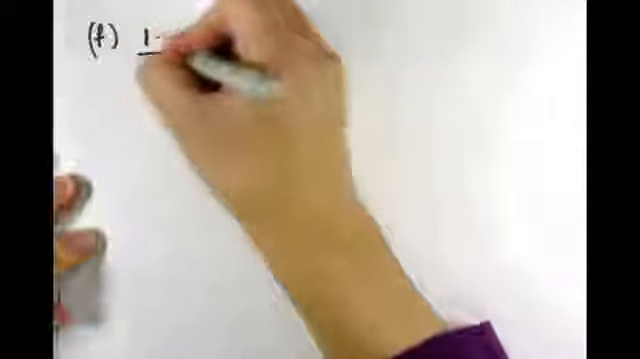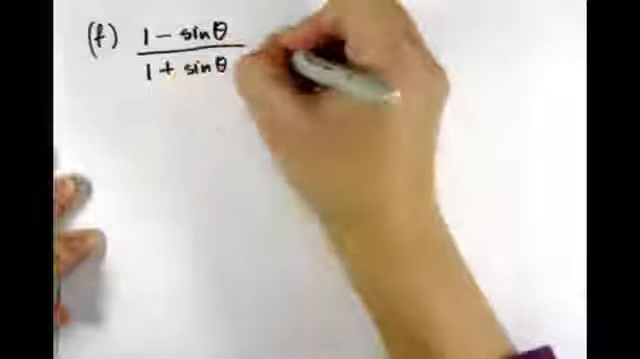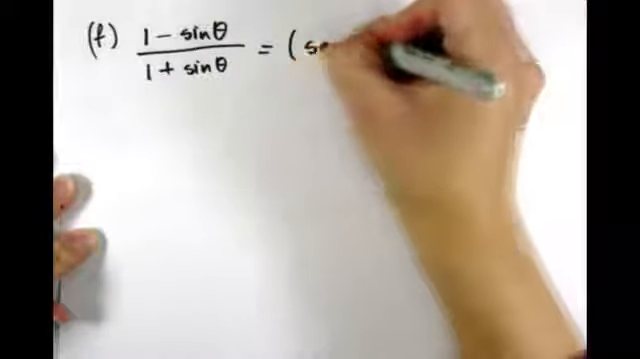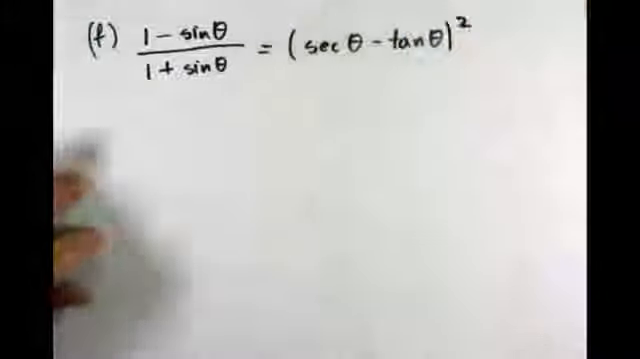Couple more examples. F. We would like to show that 1 minus sine theta over 1 plus sine theta is equal to secant theta minus tangent theta and square it.